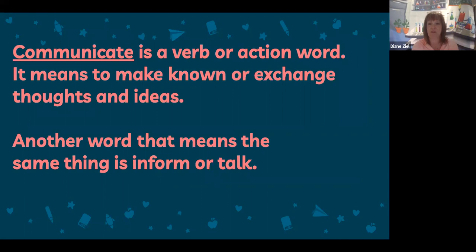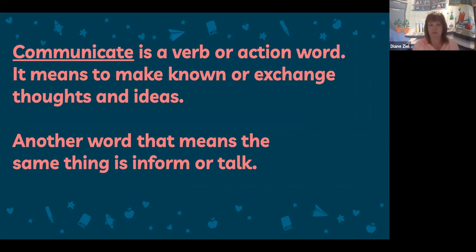Communicate was our first word. Communicate is a verb or an action word. It means to make known or exchange thoughts and ideas. Another word that means the same thing is to inform or to talk. So whenever you're talking with someone, having a conversation, letting them know what you're thinking and they're letting you know what they're thinking, you are communicating.